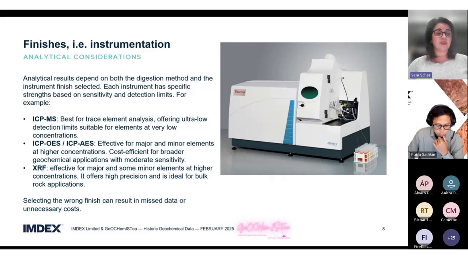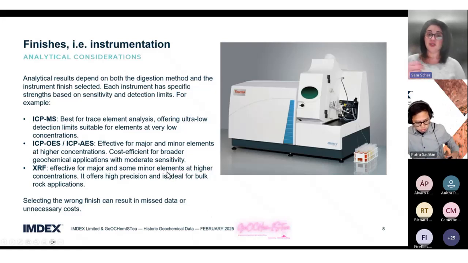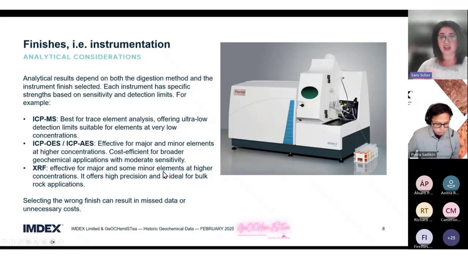Likewise, using an XRF. XRF is really effective for major and some of the minor elements. A lot of times you do a whole rock style analysis, they'll be combining XRF and ICP with it. But it offers really high precision. So that could be the best for what you want to do in your study. So again, it just depends on what sample you have, but using the wrong finish can really affect the kind of data that you have to analyze later. Next.